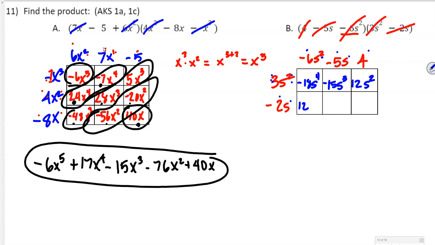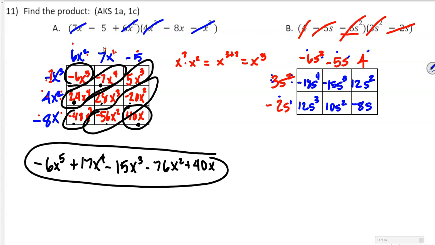And then 2 plus that 1 is going to be s to the 3rd again. Negative 5 times a negative 2. Negative times a negative is a positive, right? That's going to be positive 10. And then we got 1 plus 1. That's going to be s squared. And then we got 4 times negative 2. That's going to give us a negative 8s.